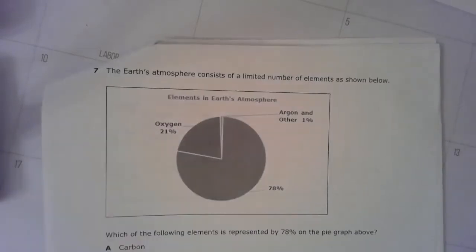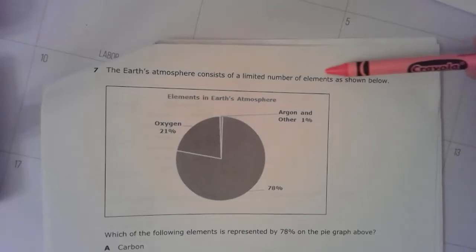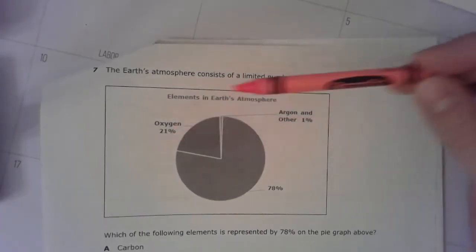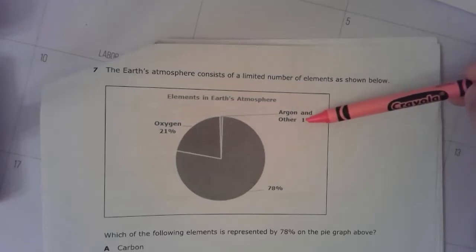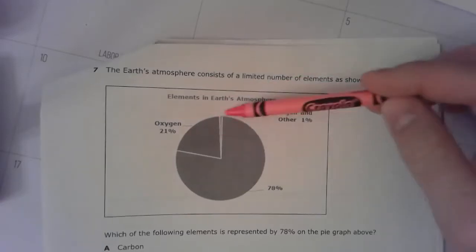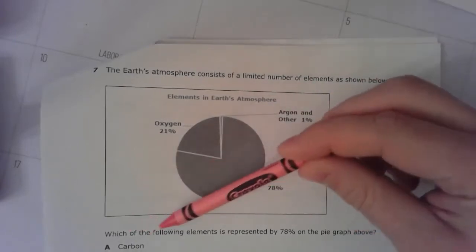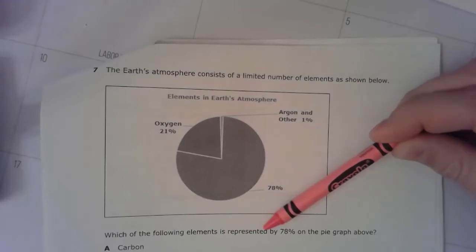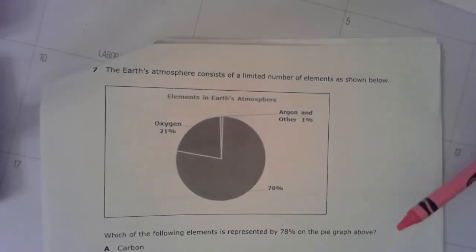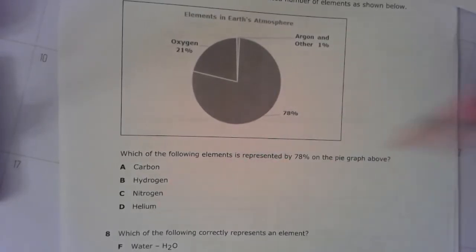The Earth's atmosphere is number 7. The Earth's atmosphere consists of a limited number of elements as shown below. Oxygen, 21%. Argon and other things, 1% right there. And then 78% is this huge portion here. Which of the following elements is represented by 78% on the pie graph above? Is it carbon, hydrogen, nitrogen, or helium?